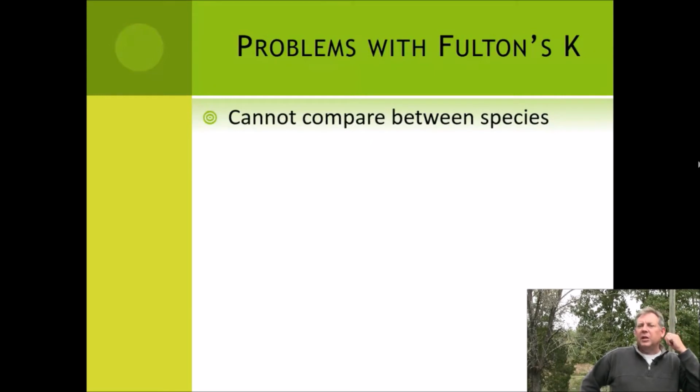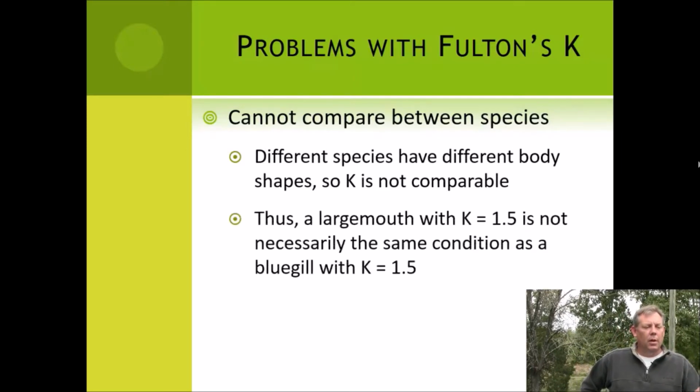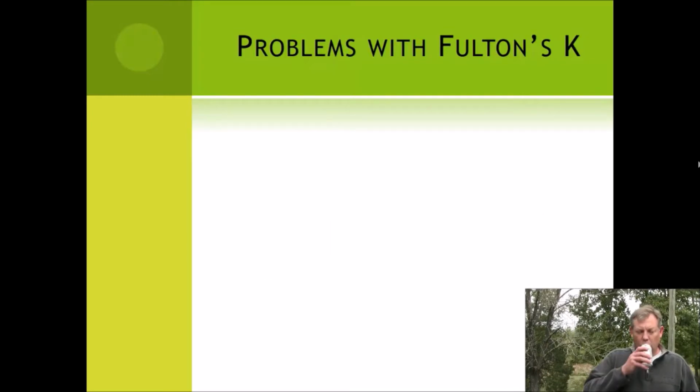So this is not used as much anymore because it's got a few problems. One, you can't really compare it between two different species. Different species have different body shapes, so K is often not comparable. So for example, a largemouth bass whose Fulton's index is 1.5 is not necessarily in the same condition as a bluegill that has K equals 1.5.